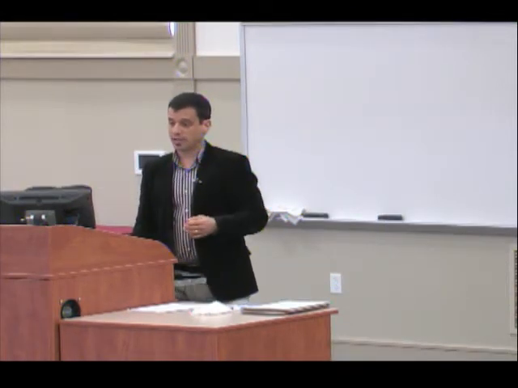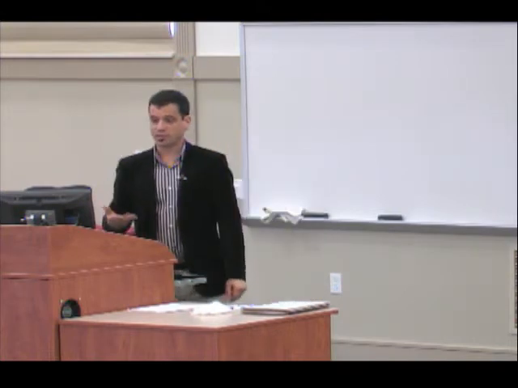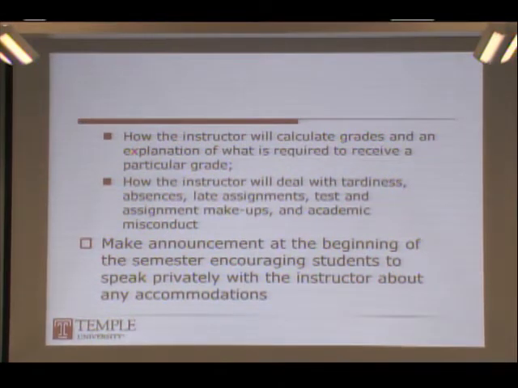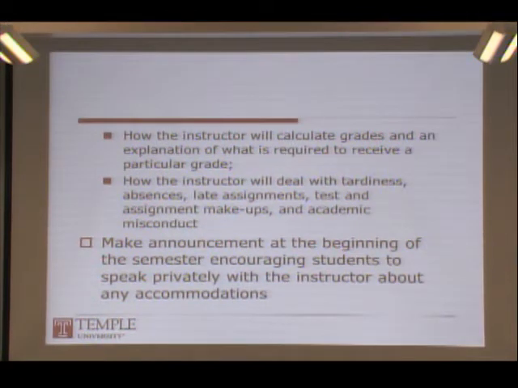How the instructor will calculate grades, and an explanation of what's required to receive a grade. Again, pretty obvious, but I'll show you some specific examples of how I do this in my courses. How the instructor will deal with tardiness, absences, late assignments, tests and academic makeups, and academic misconduct. If you've ever been involved in a grade appeal, I've never had a formal grade appeal, but I've served on a committee that handles grade appeals. To the extent that what I'm recommending is clearly spelled out in your syllabus, the more protection you will have as an instructor if you give a student a failing grade.